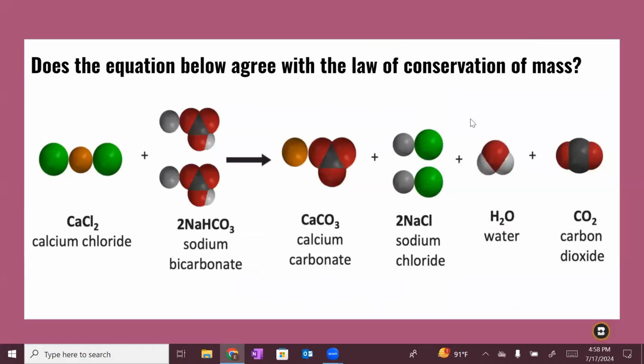From what we now know so far, pause this video. Does the equation below agree with the law of conservation of mass? Remember, the law of conservation of mass says that matter cannot be created or destroyed, but can only change from one form to the other. Okay? Cannot be created or destroyed. So, what do you think about this? Pause the video.